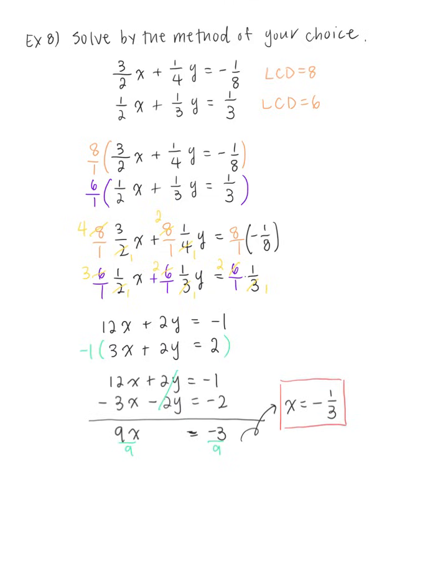Now, we still need to get the corresponding y value. If I were you, I know that you don't like fractions, but I would feel much safer if I plug this into the original equation.